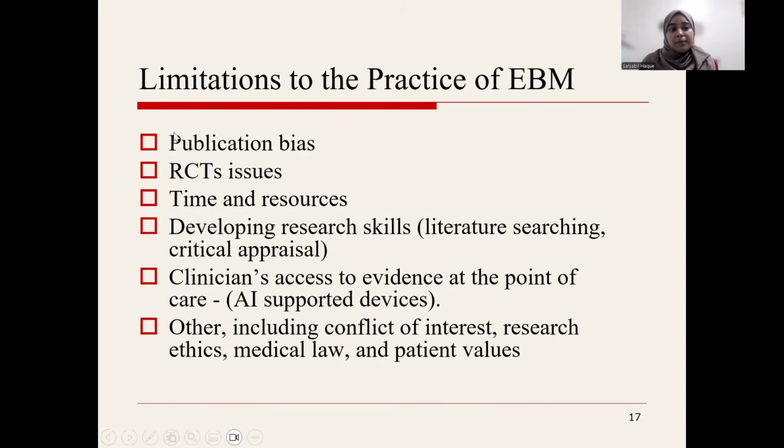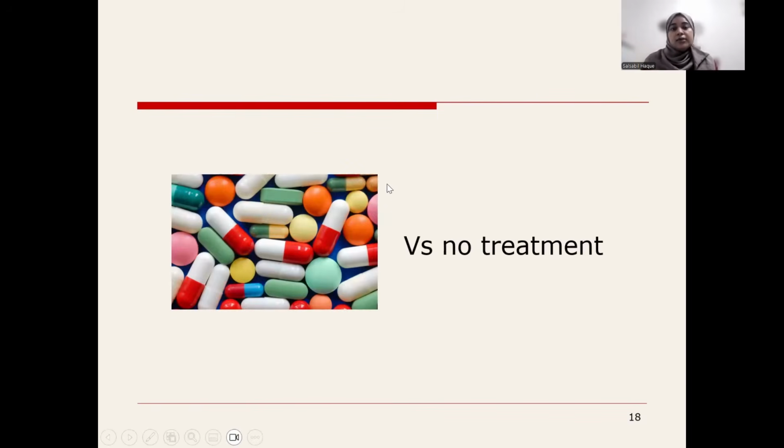Okay, then there might be some issues with RCTs. RCTs, randomized controlled trials, are one of the highest forms of clinical evidence. However, RCTs might be very expensive to perform. They might need a lot of resources and time, as I mentioned before, and they might have some ethical issues as well. So let's say they found a drug, statins versus another drug.